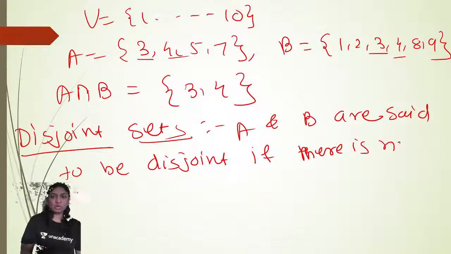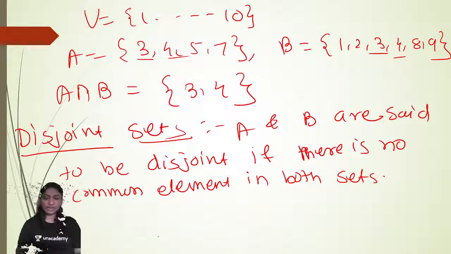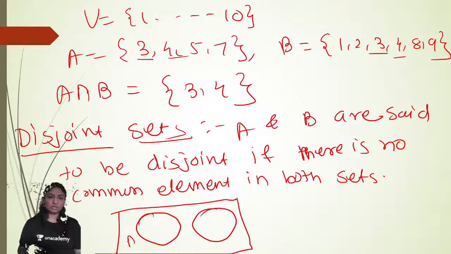There is no common element in both sets, right? No common element in both sets. So we can denote this by using a Venn diagram here. Suppose this is your set A and this is your set B. So these two sets are disjoint, A and B, denoted by this.